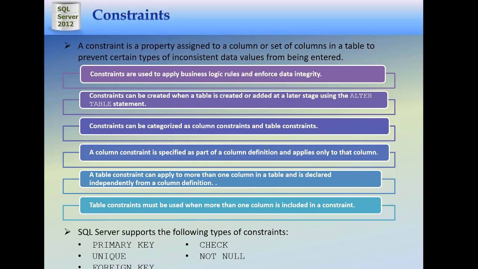Constraints can be categorized either as column constraints or table constraints. Column constraints are specified as part of the column definition and apply only to that particular column. And table constraints can apply to more than one column in a table and are declared independently from column definition. Table constraints must be used when more than one column is included in a constraint. Now, SQL Server supports the following types of constraints. We have the primary key, abbreviated as PK, unique, foreign key or FK. We have the check, and of course, NOT NULL is one of the constraints.